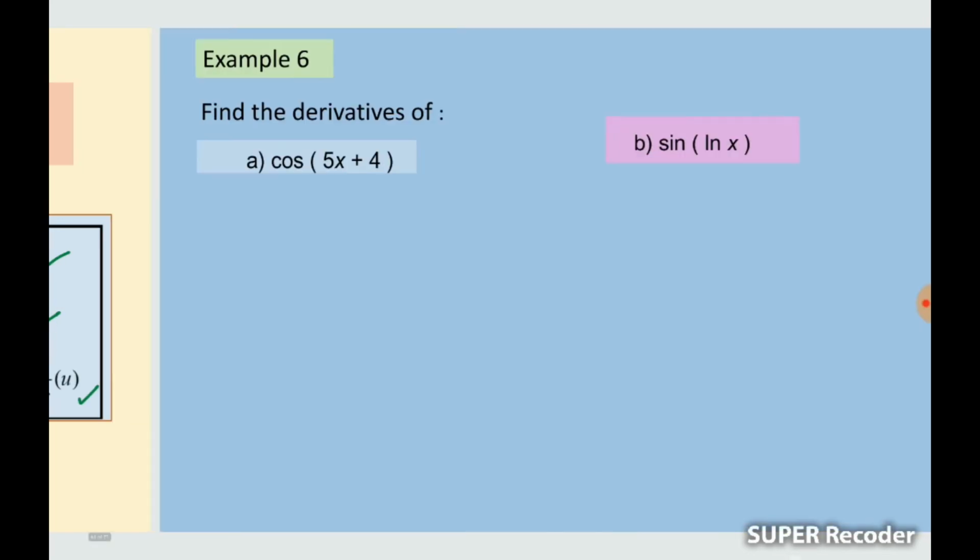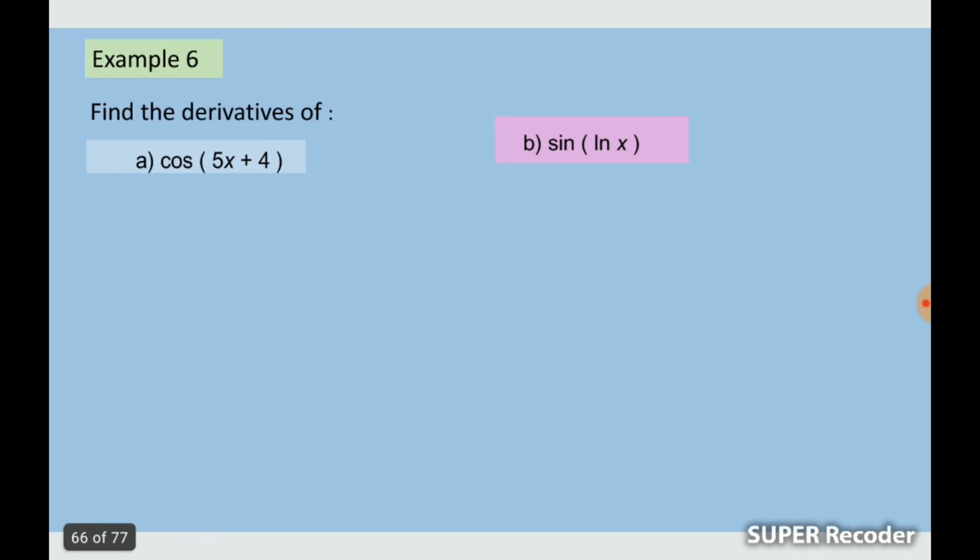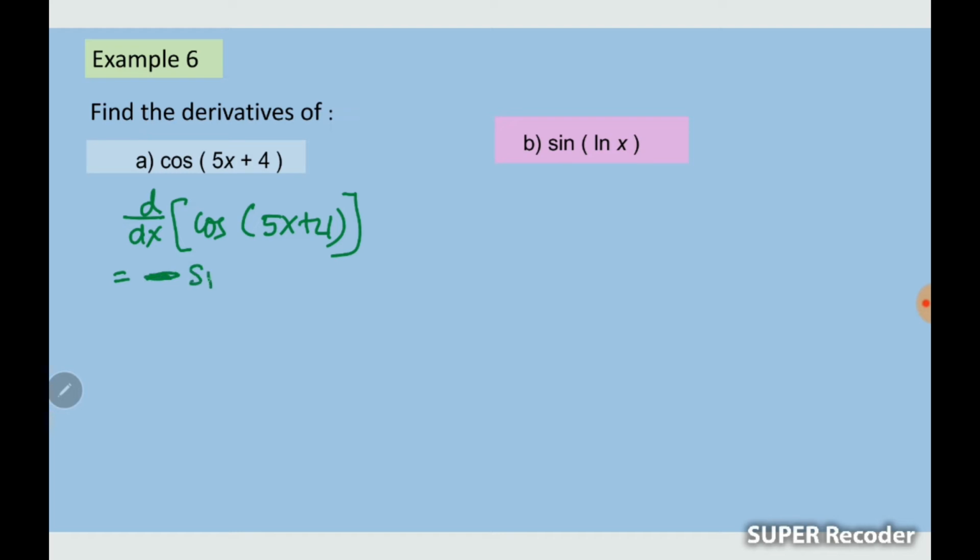Take a look at the next example. Find the derivative of cos(5x + 4). So you have to differentiate cos(5x + 4). The answer: differentiate cos is sine, and we have a negative in front. Negative sine of u. So what is u here? 5x + 4 is u here.